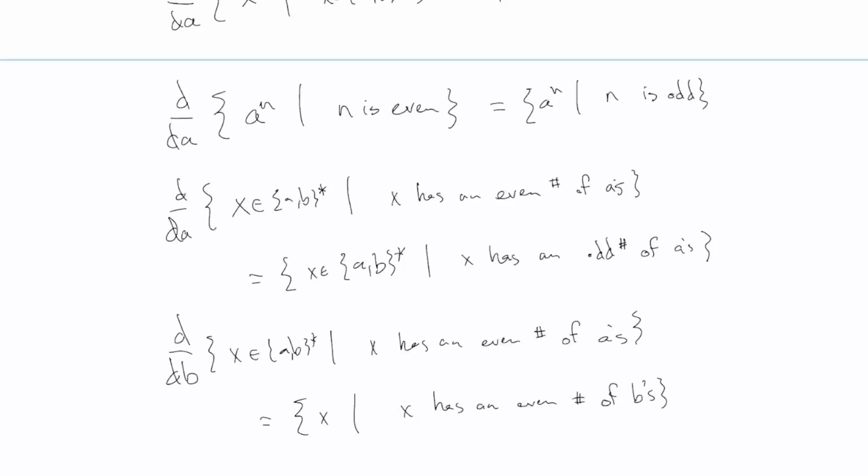So there are actually many sets which are equal to their own derivative, unlike in ordinary calculus. e to the x is kind of the only game in town as far as a function which is equal to its own derivative. But in the Brzozowski derivative, there are many sets that are equal to their own derivative.